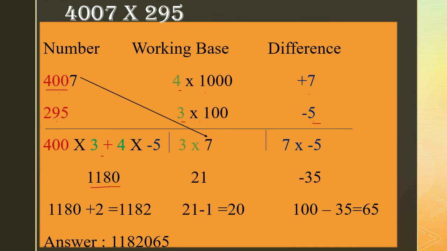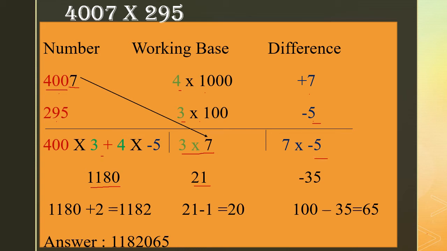For the second part, we have to multiply that part of the bigger number which was not used, that is 7, with the smaller base, which is 3. So 3 times 7 is equal to 21. And for the last part, we have to multiply 7 by minus 5, which is minus 35. The result is a negative number.